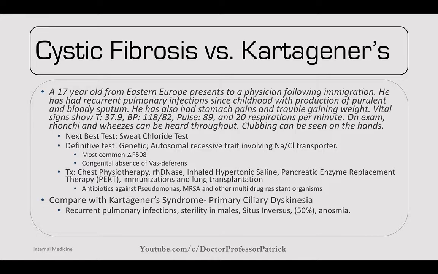So your next best step here when you're thinking cystic fibrosis is a sweat chloride test. The definitive test is going to be genetic; it's an autosomal recessive trait involving the sodium chloride transporter. The most common genetic mutation is going to be the delta F508, and a congenital absence of the vas deferens can be seen as well. So for treatment, you can do chest physiotherapy, DNase, inhaled hypertonic saline, pancreatic enzyme replacement therapy, immunizations, and lung transplant.